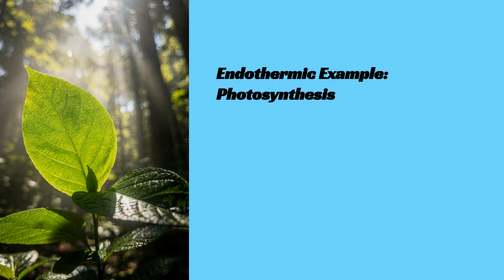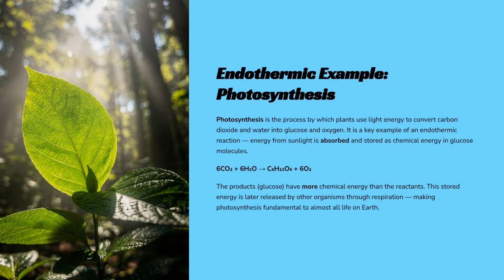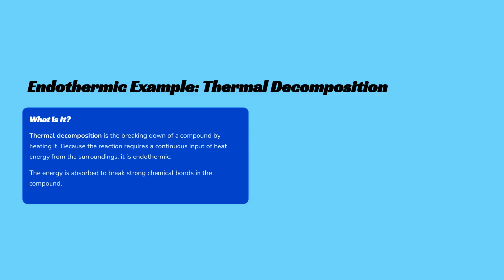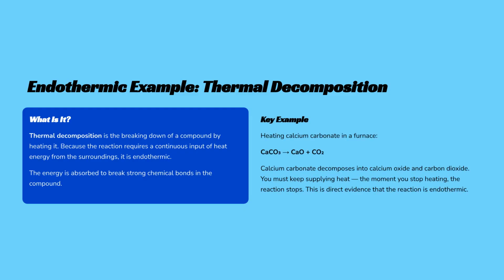Plants use light energy, absorbing it, to convert carbon dioxide and water into glucose and oxygen. This stored chemical energy is then fundamental to life on Earth. Thermal decomposition is another endothermic process, requiring a continuous input of heat energy to break down a compound. For instance, heating calcium carbonate to produce calcium oxide and carbon dioxide stops when the heating stops.